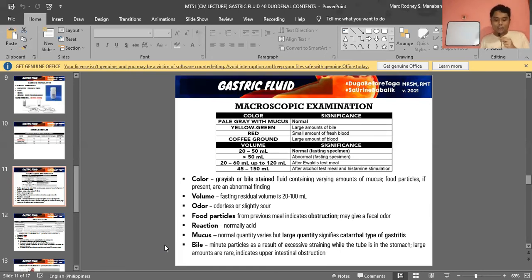All right. Reaction, of course, acidic. Mucus normally varies, but a large quantity indicates catarrhal gastritis. You may also have bile, minute particles as a result of excessive straining while the tube is in the stomach. So it is possible for small amounts of bile to enter the stomach, but large amounts of bile are indicative of upper intestinal obstruction, which is why it is regurgitated back into your stomach.